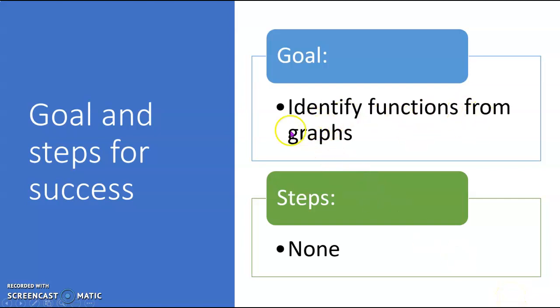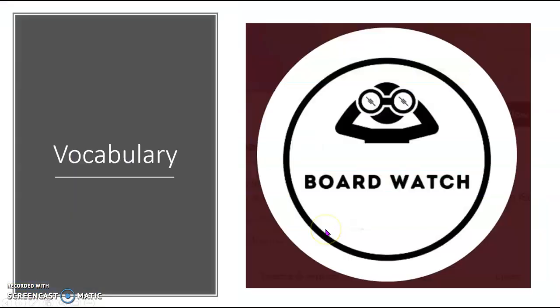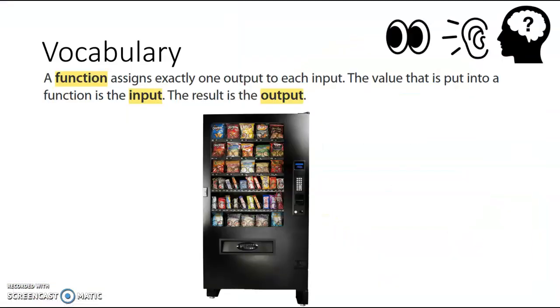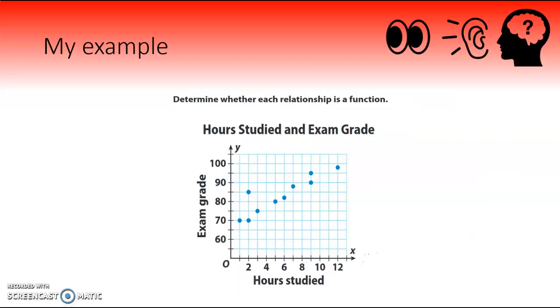We're going to identify functions from graphs. Again, no steps. For vocab, again, keep in mind that vending machine. We want to make sure it is a working vending machine, that every button only gives us one snack or soda. So here's my first example.